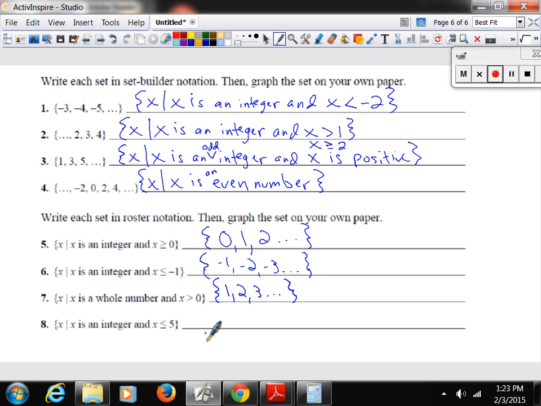Number 8, it says x such that x is an integer and x is less than or equal to 5. So where do we start? 5. Less than 5 would just be 5, 4, 3. And you keep going and 3 dots. That would be set builder. So 9.1 is an easy section, so there's only going to be a 9.1a. We're going to get right to 9.2 tomorrow because these are kind of review sections here.